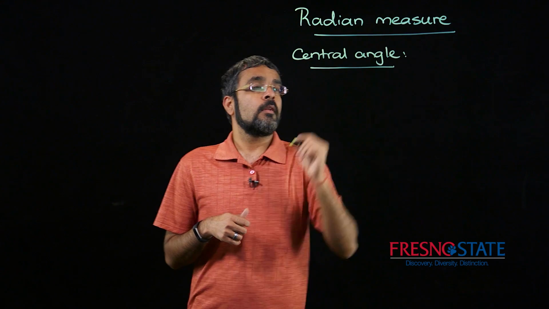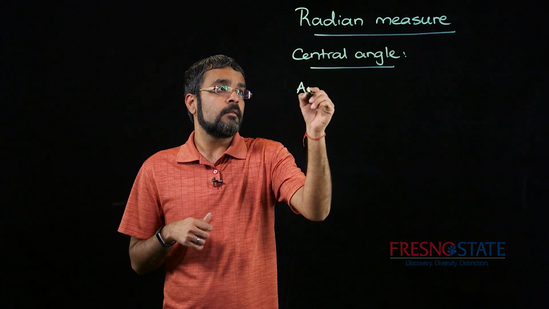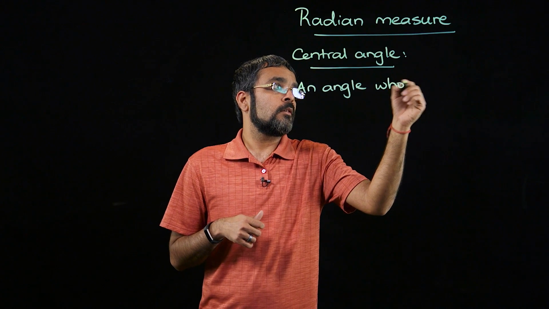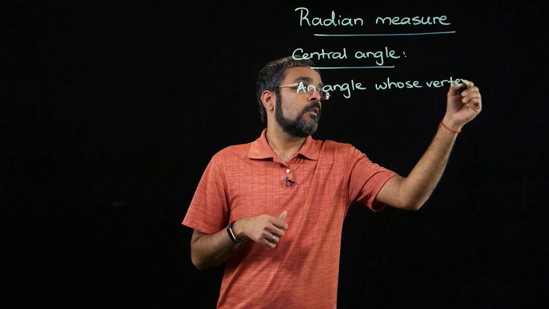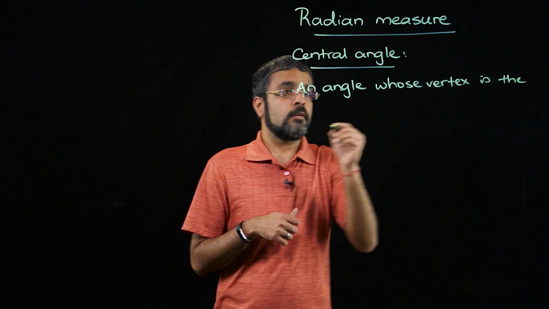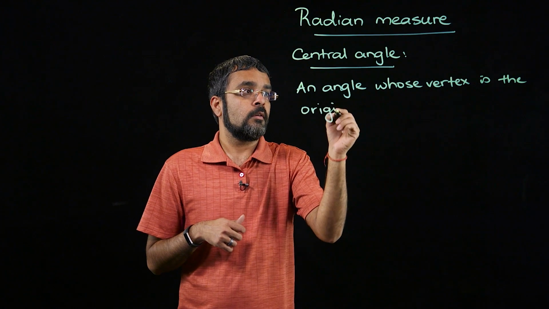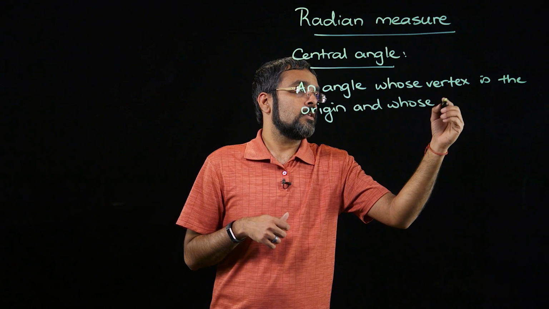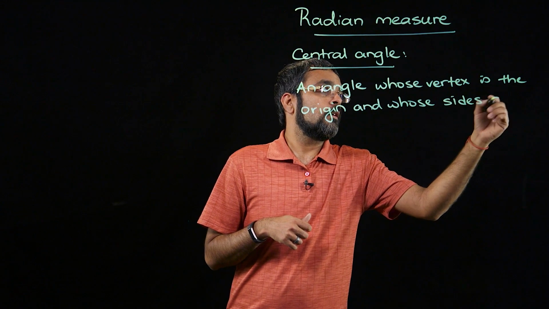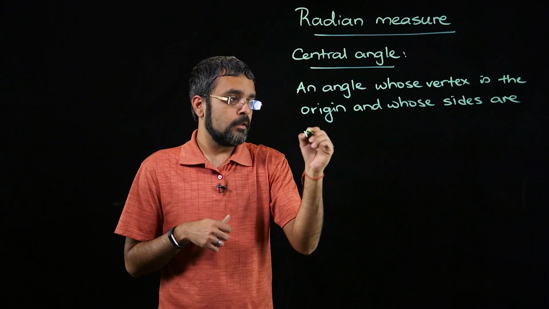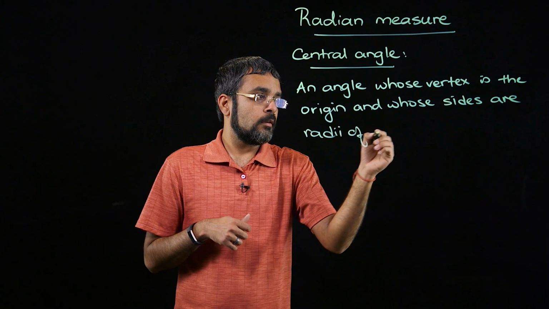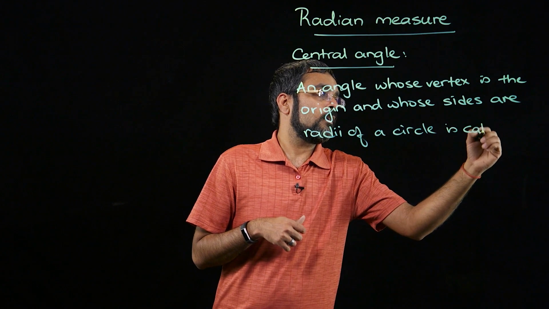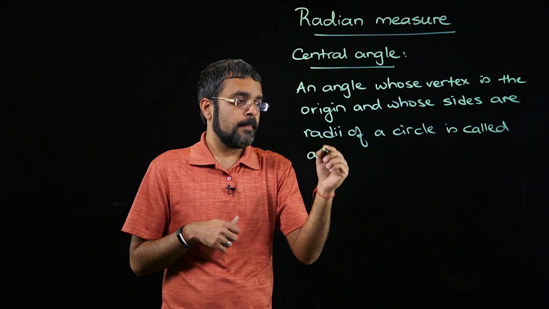An angle whose vertex is the origin and whose sides are radii of a circle is called a central angle.